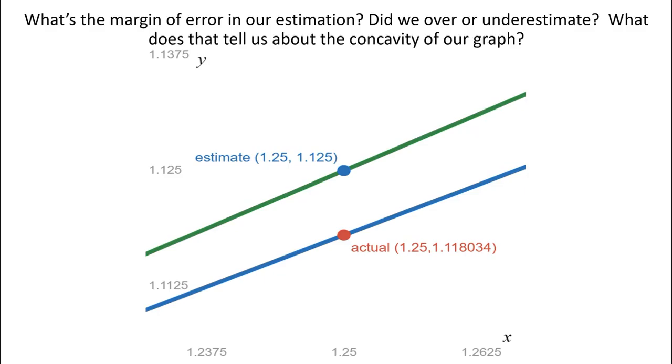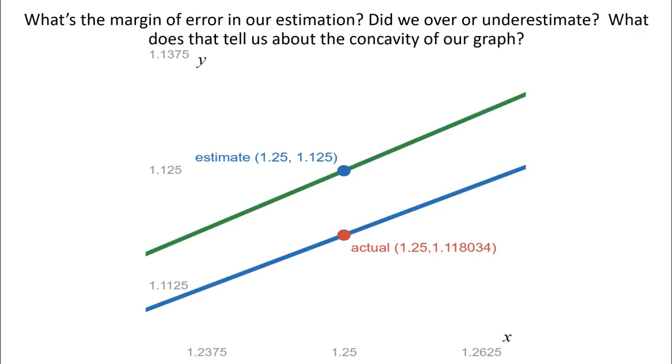Now, because this is an approximation, a couple of questions arise. What's the margin of error in our estimation? Did we overestimate the actual square root of 1.25 or did we underestimate it? And what do the answers to these questions tell us about the concavity of our graph?